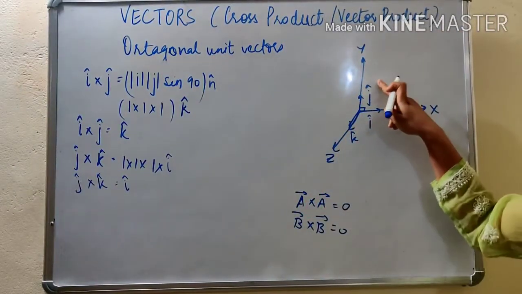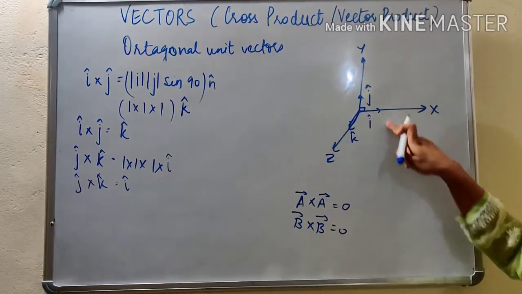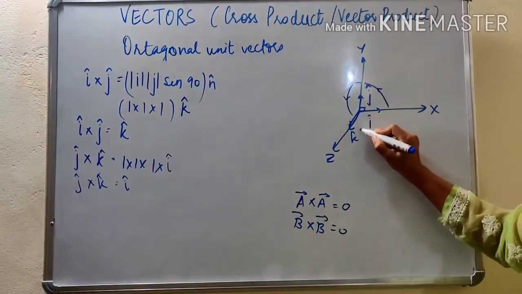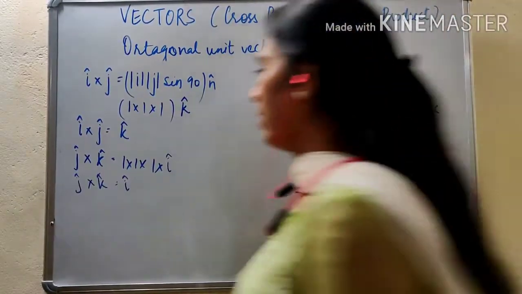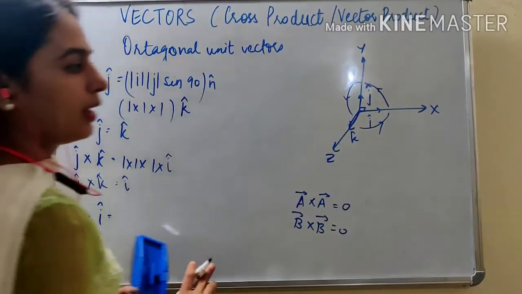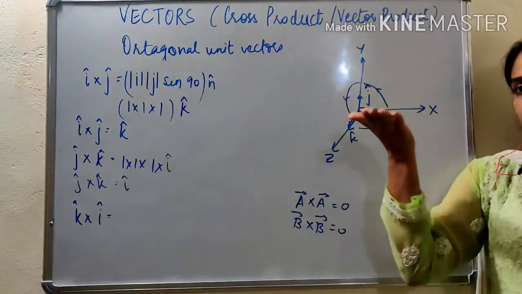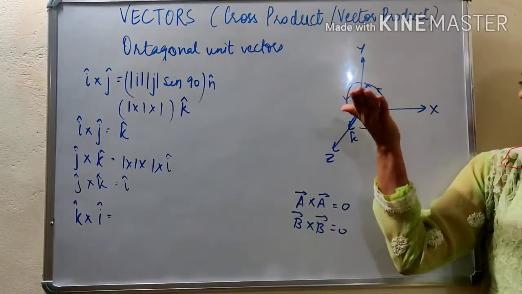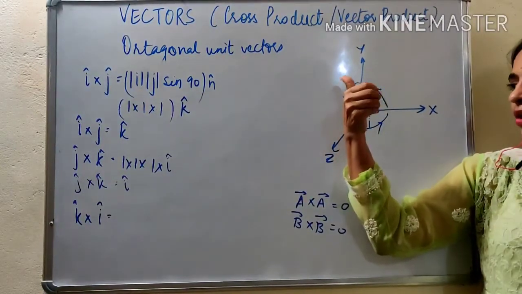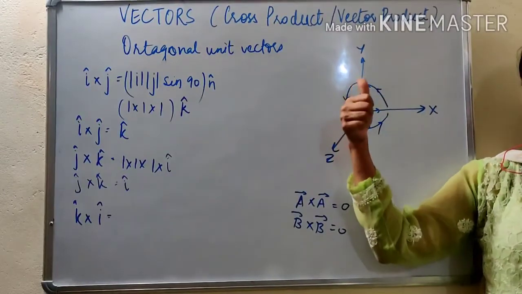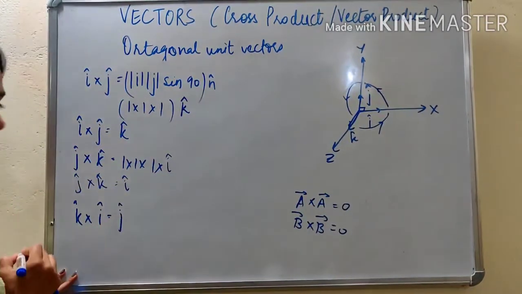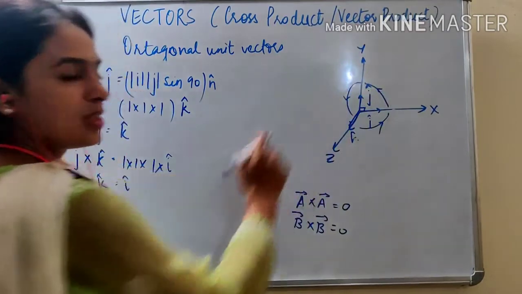So i cross j is k, j cross k is i. Can you see? i cross j cross k. Similarly, k cross i. What will k cap cross i cap be? Again, i is in the positive x direction, right? From k to i, from k to x, positive x direction. What is the direction of the resultant? Positive y. What is the unit vector in the positive y direction? j cap. So k cross i is j cap.